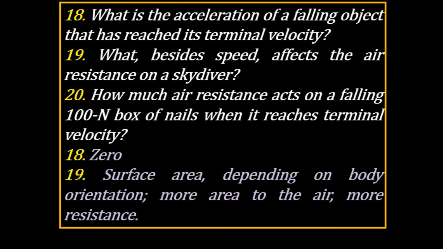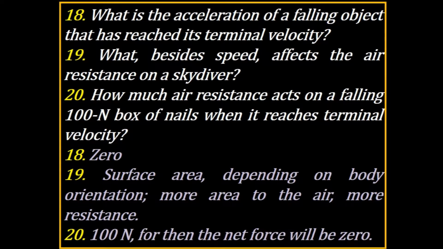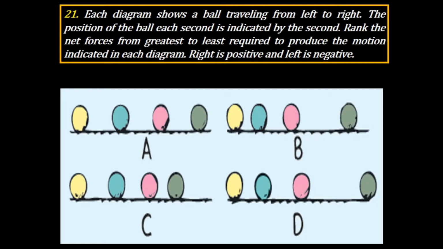So terminal velocity is a tricky nut to crack in this unit. How much air resistance acts on a falling 100 Newton box of nails when it reaches terminal velocity? 100 Newtons, because the downward force has to equal the upward force. So there's no unbalanced force. That's why. So here we go. We're going to spend some time on these next few.